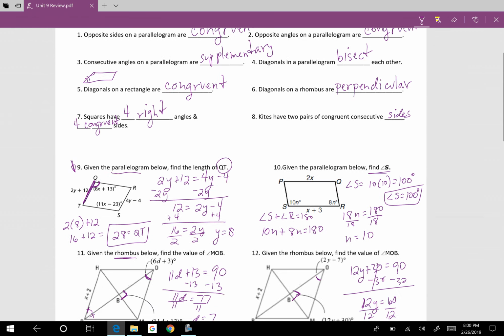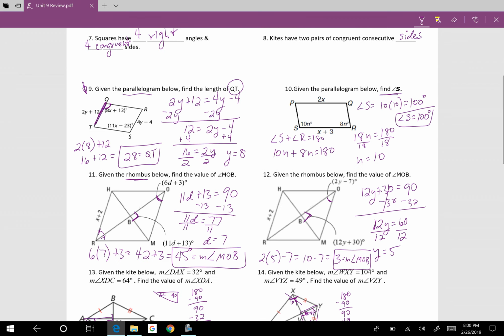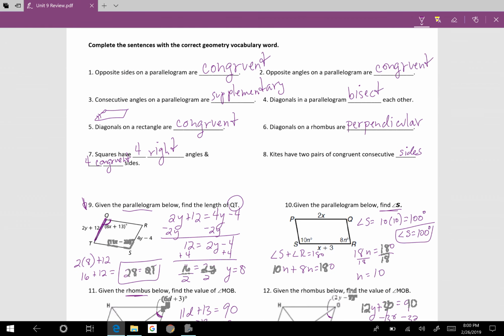So make sure that you are familiar with how to work out all these kinds of problems. Make sure that you know about kites, okay? And make sure you know these other definitions, because that will be very important for the test.